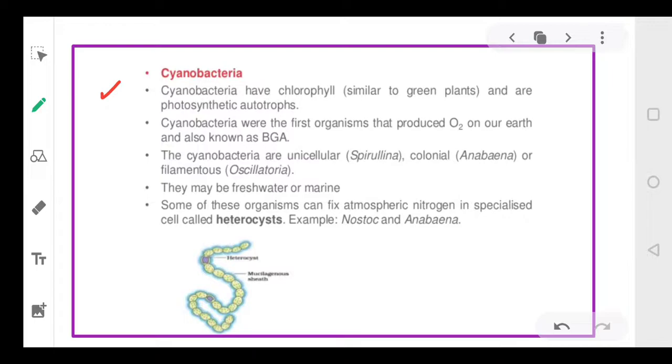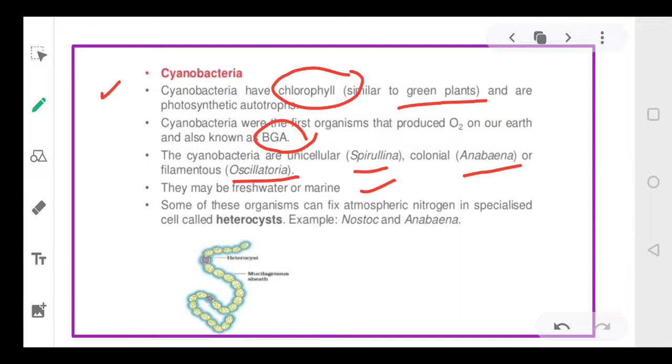Cyanobacteria, the bacteria that contain chlorophyll. Okay, so they are quite similar to your green plants. They are referred to as photosynthetic bacteria, commonly called cyanobacteria because they contain chlorophyll. They are sometimes called blue-green algae. BGA means blue-green algae. There are certain examples: spirulina, anabaena, oscillatoria, right? And they can be observed in both places, marine as well as aquatic.